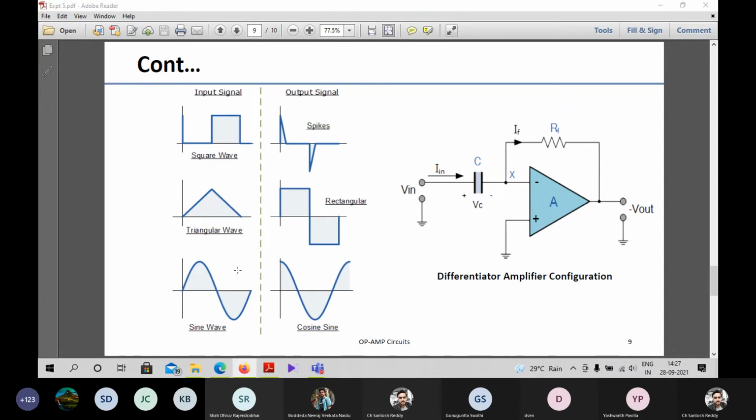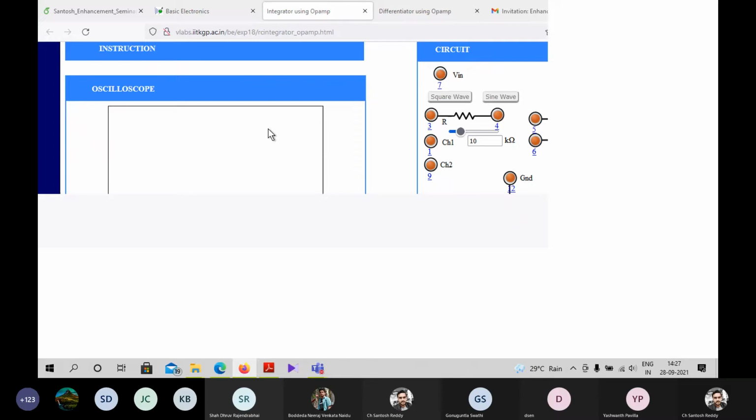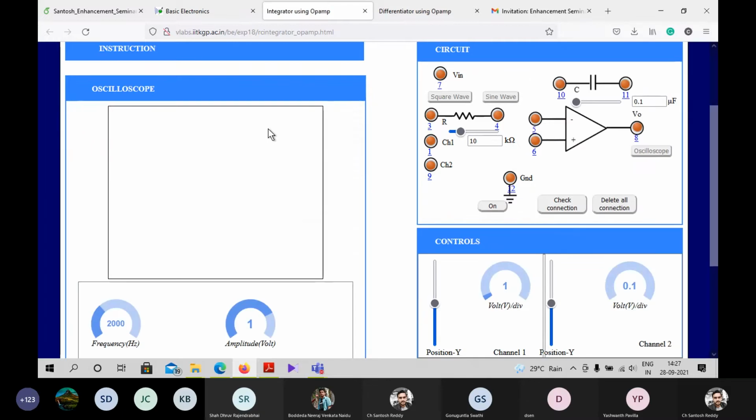So let's see how it works in the VLAB. At first, we are going for the integrator. In the integrator, we see that the capacitor is at the feedback terminal, and the input is given to the inverting terminal through a resistor. So Vin is connected to a resistor, and the resistor is connected to the inverting terminal. The capacitor is connected to the inverting terminal, and the output is connected through the capacitor as feedback, and the non-inverting terminal is grounded.